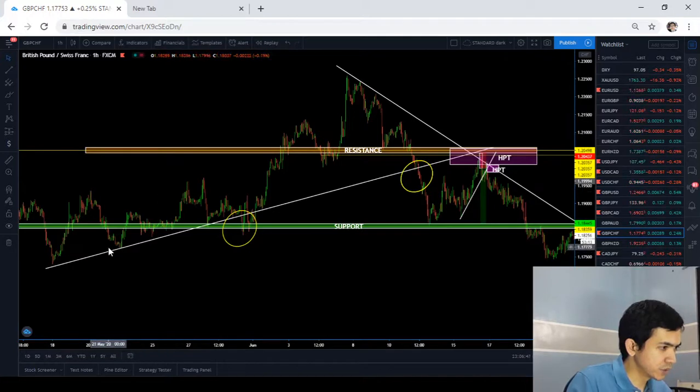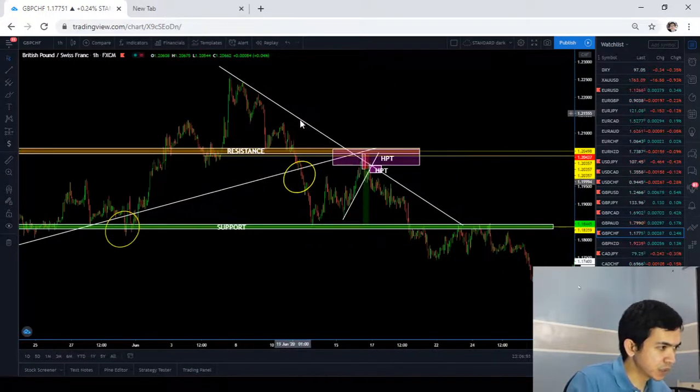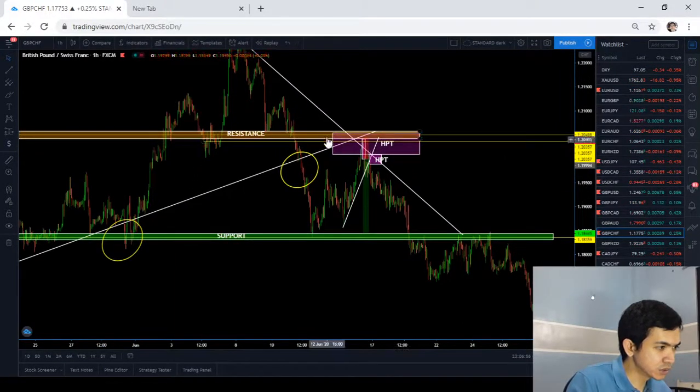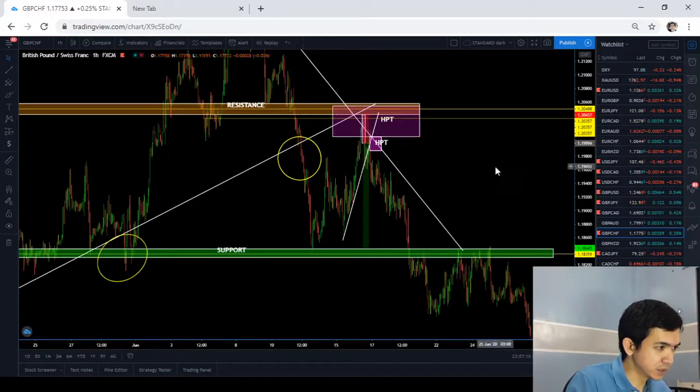Kahit na sa 4 hour, di ba? So, kahit sa 1 hour, kita naman, there's a trendline break, trendline resistance, on a resistance key level or zone. So, that becomes my HPT zone, high probability trade area zone. So, through this break, hindi ako magte-trade dyan. So, I wait for this price to return here para ano? For a high probability trade. Okay?